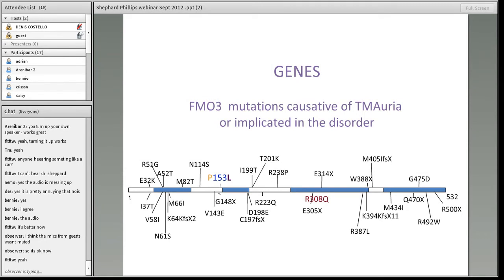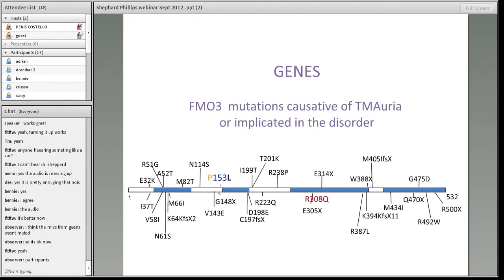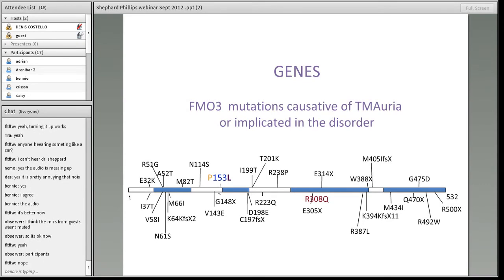If I move the cursor, can you see me using the cursor? The vertical lines represent positions in the FMO3 protein that have been changed because of mutations in the FMO3 gene. And you can see that there are a lot of mutations that can occur. Some are specific to an individual family, and some are found in quite a lot of people that have trimethylaminuria.